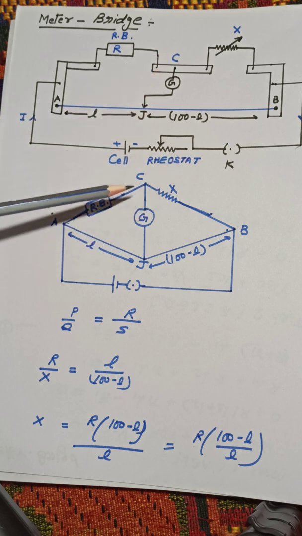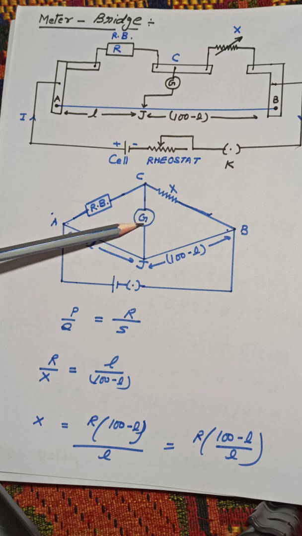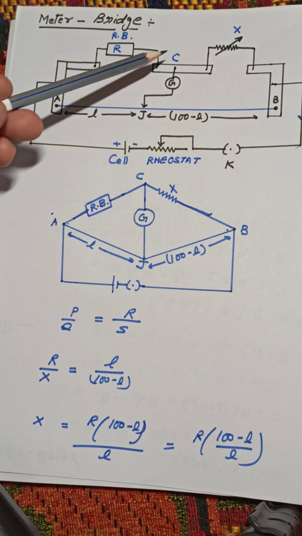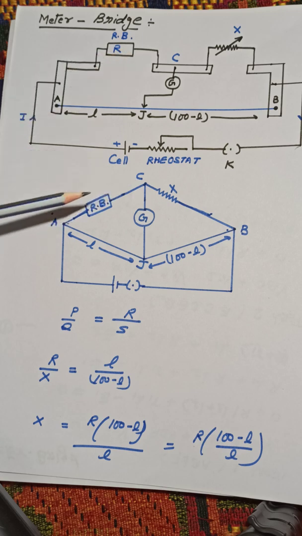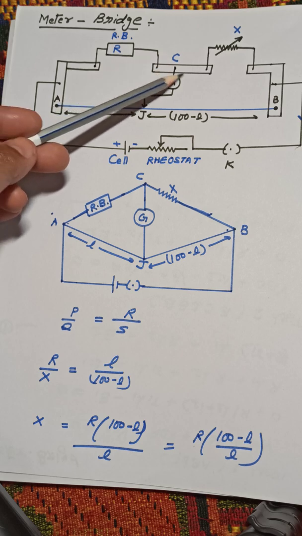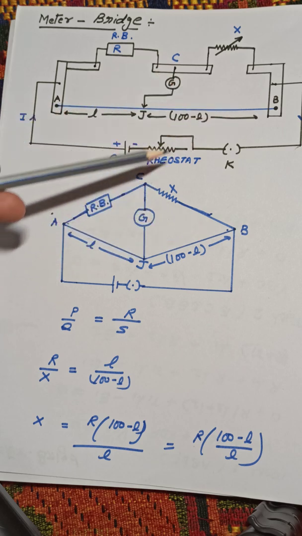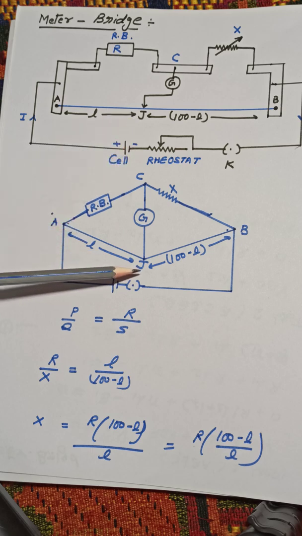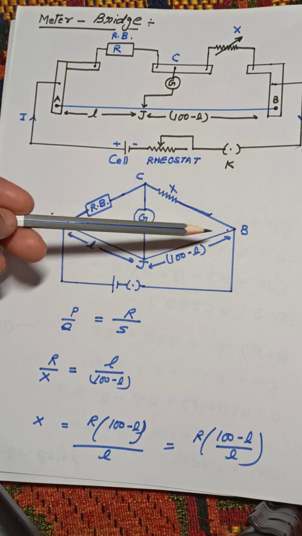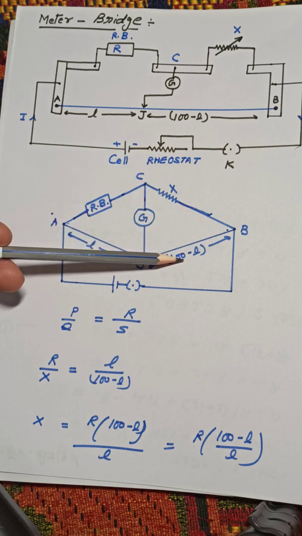Between A and J, the galvanometer is connected. Between A and C, the resistance box is connected. Between C and B, the unknown resistance is connected. Between A and J, the length taken is L, and between B and J, the length is 100 minus L.